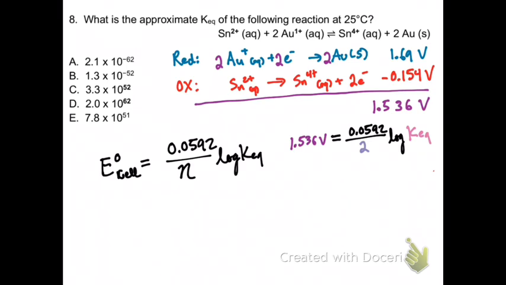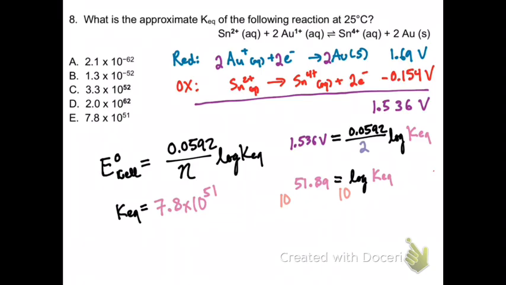So multiply both sides by 2 and divide both sides by 0.0592. We get 51.89 is equal to the log of KEQ. Then we'll do 10 to both powers. And when we do, we'll get our KEQ, which is 7.8 times 10 to the 51st.